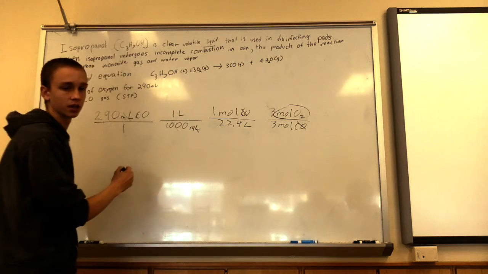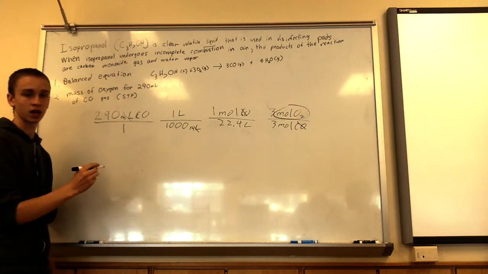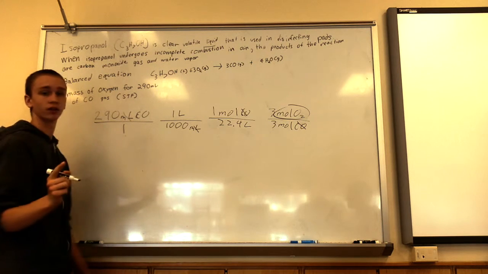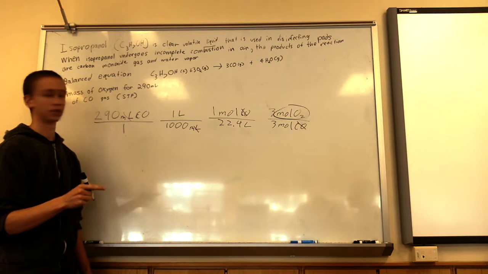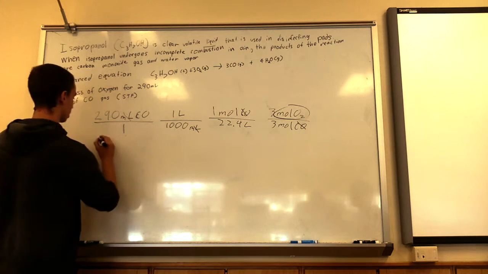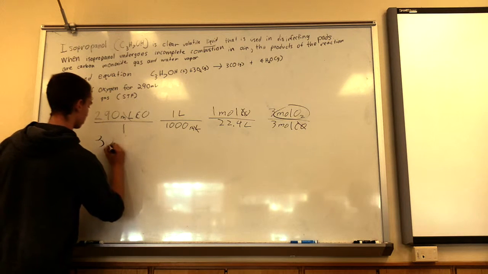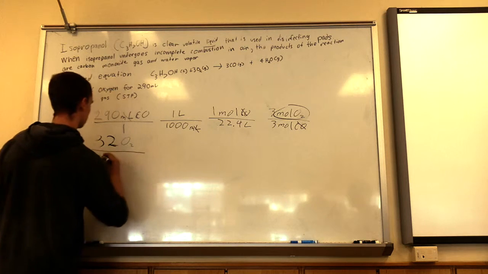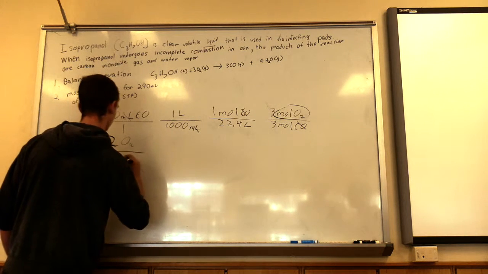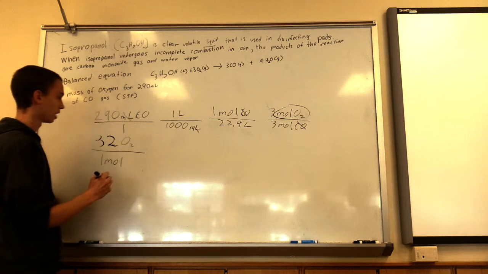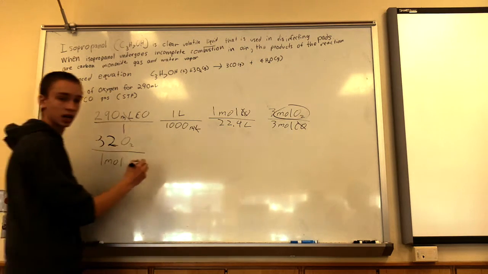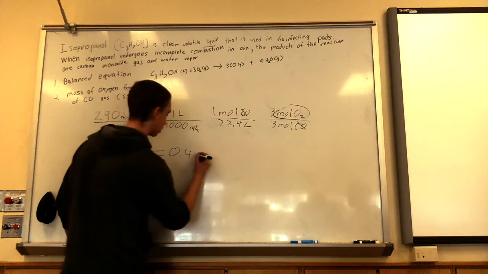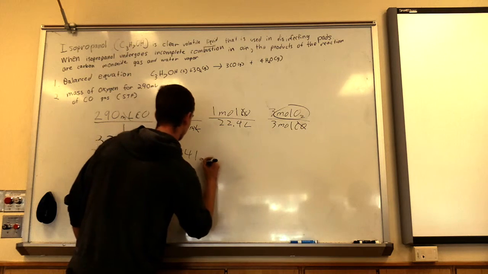Okay, now I'm running out of room, so I'm going to come down here, and now I'm going to convert the moles of oxygen into grams of oxygen. So 32 grams of oxygen is equal to 1 mole of oxygen. Okay? And now when I've solved this out, I'm going to get this whole thing is equal to 0.41 grams of oxygen.